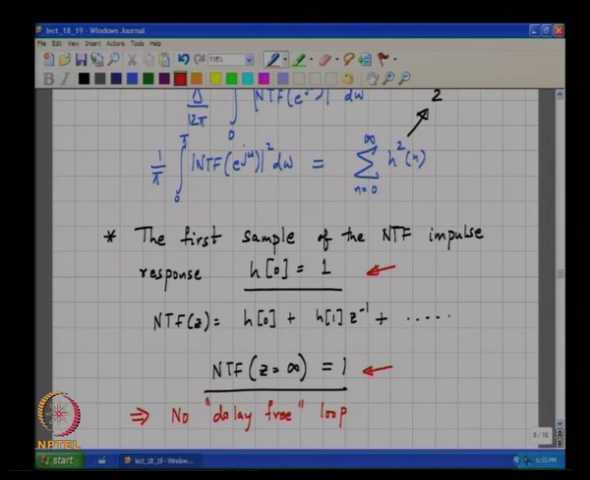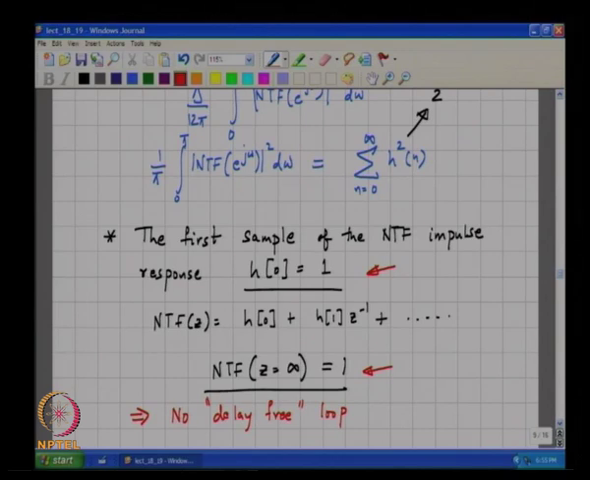Do you follow? H of 0 must be equal to 1, and in the frequency domain this corresponds to NTF evaluated at z equal to infinity being equal to 1. And what kind of filter is the NTF? It is a high pass filter.